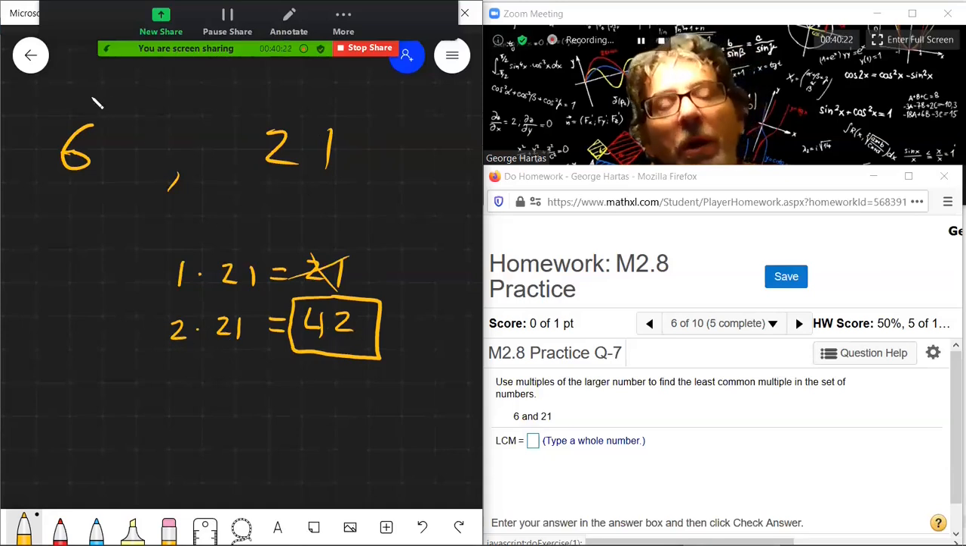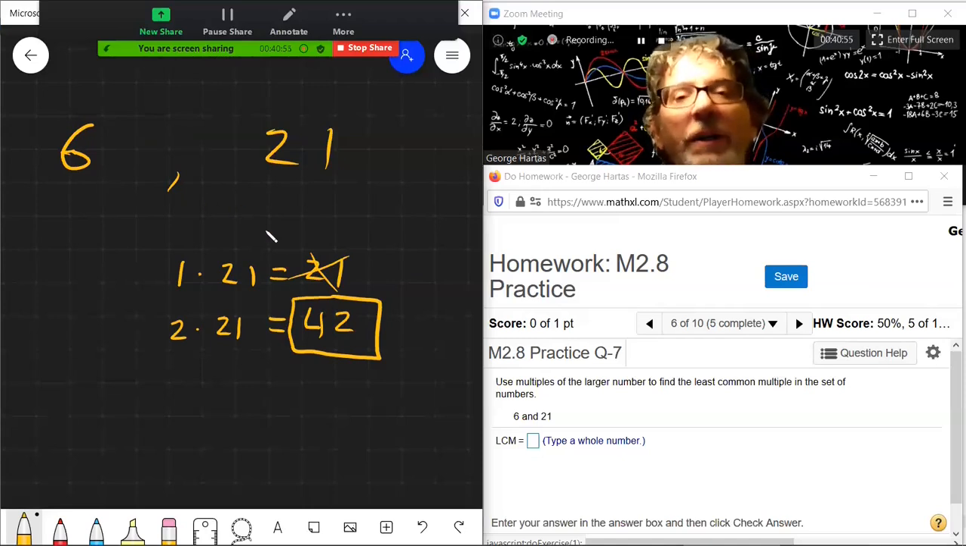But we must also check the smaller number. Does the smaller number divide into the result? Okay? And yeah, it does. 6 goes into 42 7 times. That means 42 is the least common multiple. Okay, this is the smallest number possible that 6 and 21 divide into. And we just used the one list of multiples technique here.